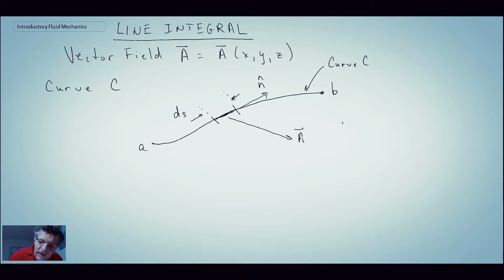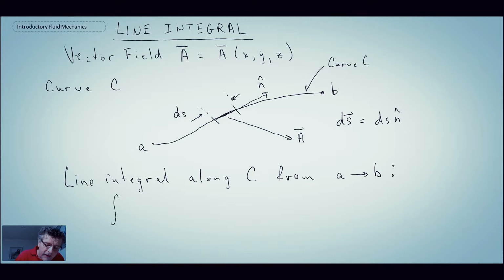And let's write ds in terms of a vector. So ds written in vector form would then be the scalar value multiplied by the unit vector that we set in the direction n. So let's assume that we're wanting to evaluate the line integral from A to B along curve C.